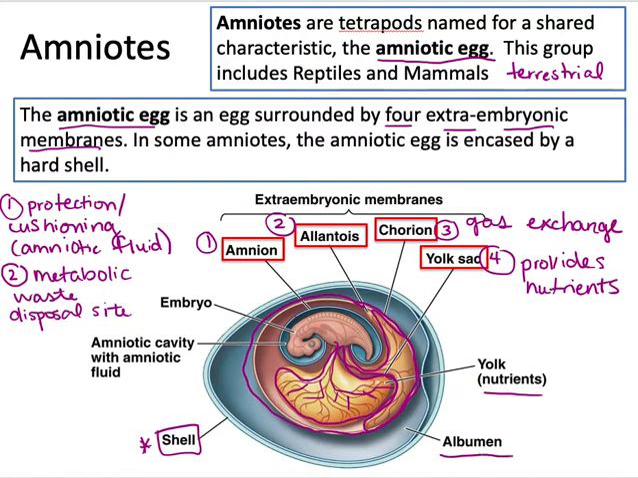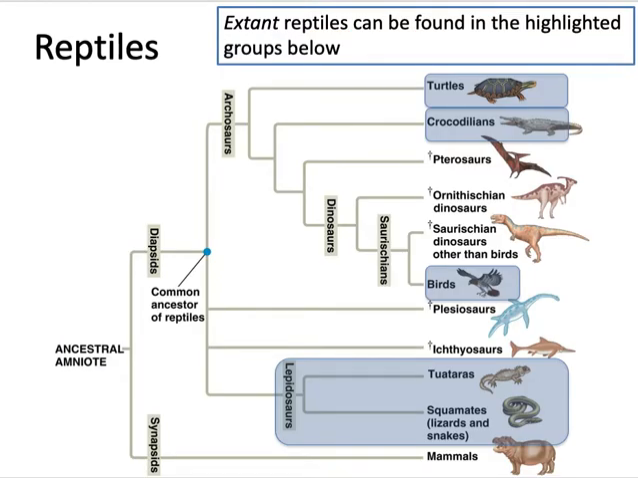Another review term that we see here is albumin. We learned this way back in Unit 1. This stands for egg white protein, or that's what it is. Our first group of amniotes will be the reptiles.